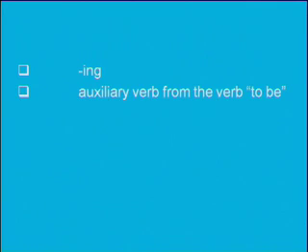Your continuous tenses will always have ing on the verb, and an auxiliary verb from the verb to be. So those are the two things you are looking for: an auxiliary verb from the verb to be, and part of the verb ending in ing.